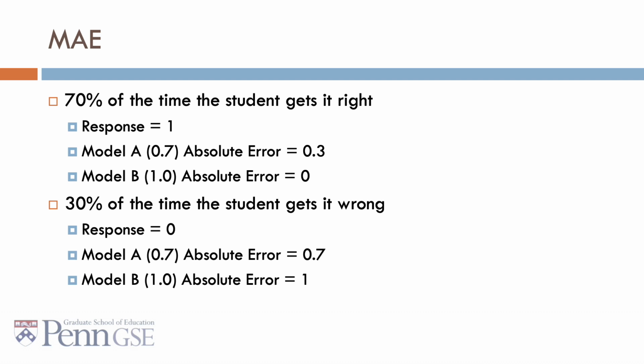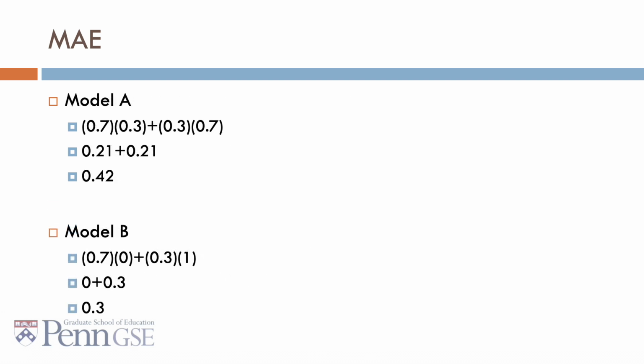The other 30% of the time, the student gets it wrong. Response is 0. Model A, 0.7, absolute error, 0.7. Model B, 1, absolute error, 1. So if we compute the MAE, we find that 0.7 times 0.3 plus 0.3 times 0.7, 0.21 plus 0.21, for a total MAE of 0.42. Model B, well, 0.7 times 0 and 0.3 times 1. 0 plus 0.3, so an MAE of 0.3.